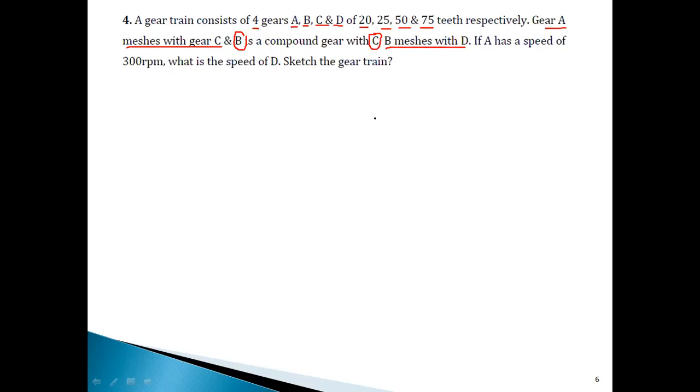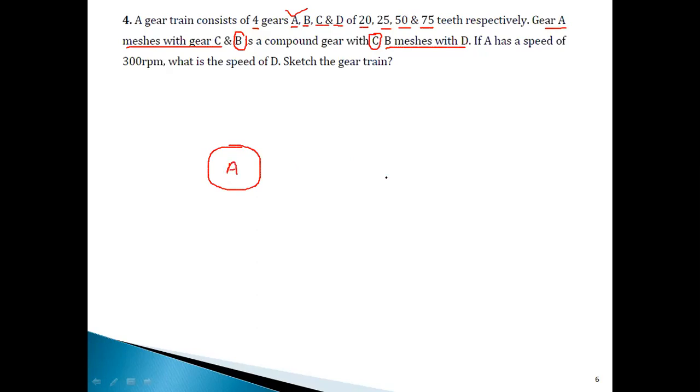So first we will try to sketch the gear train. First, which is our driver gear according to our question? This is our driver gear A. I will show the rough sketch here. See, this is my gear A.